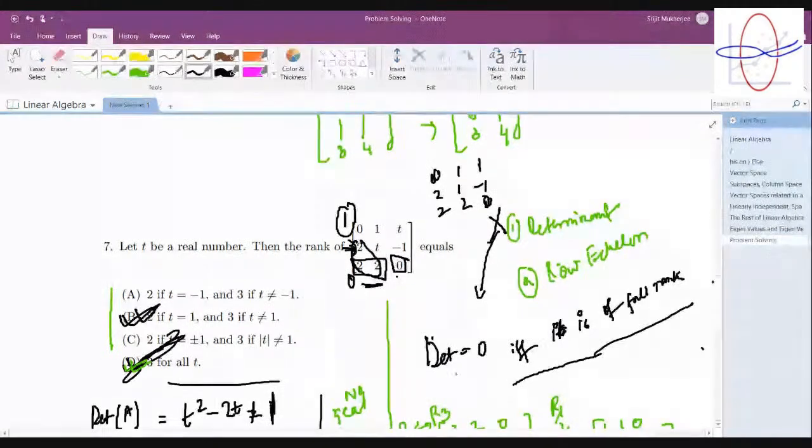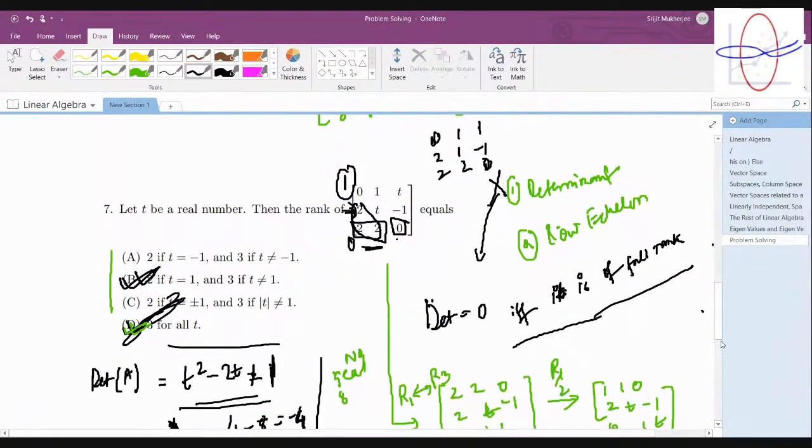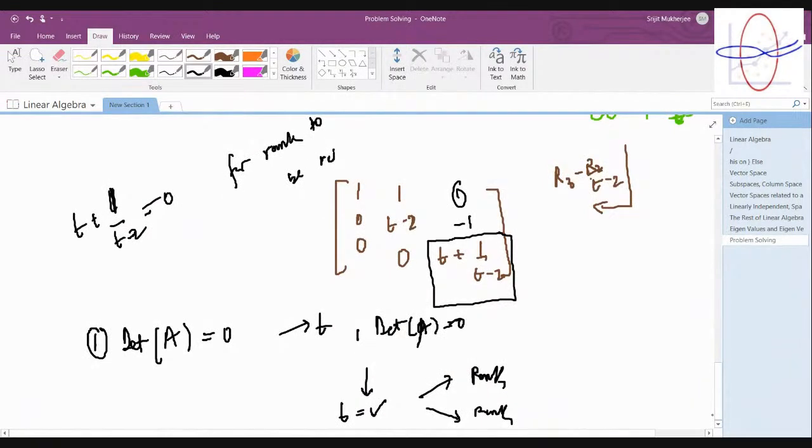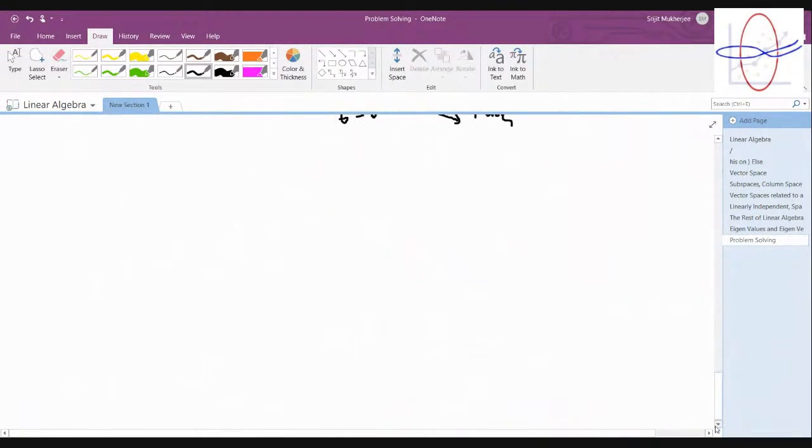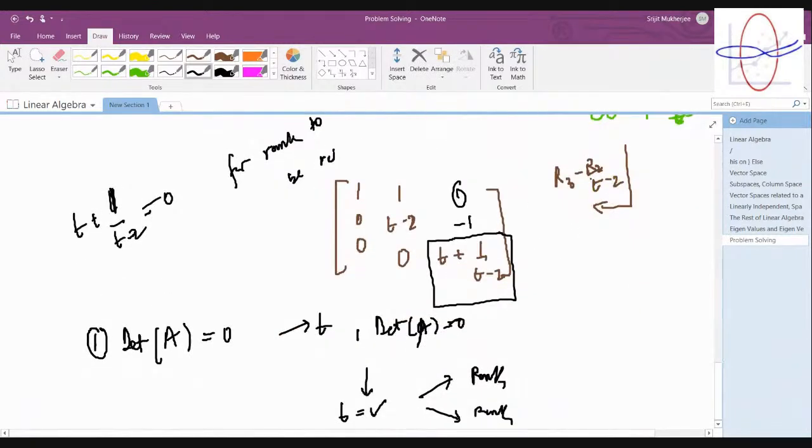Thanks for that, Rahul. We learned something new, how to do it with row echelon form. We of course need it somewhere else. Okay, let's do this next problem.